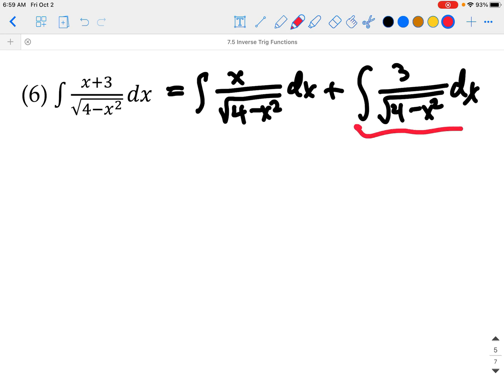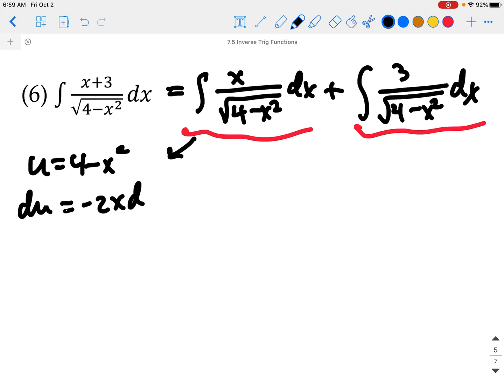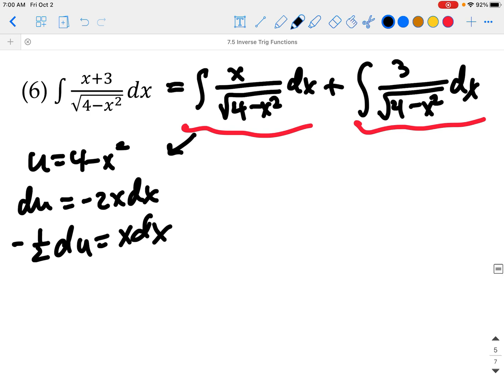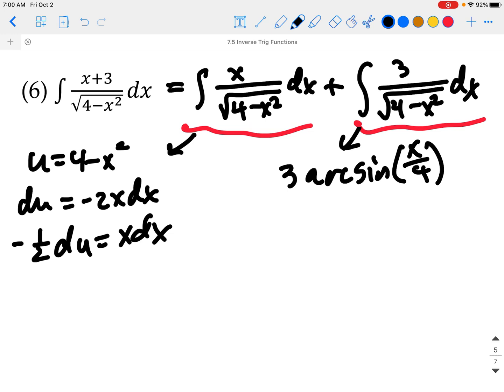We're going to have, clearly this one is going to be an arc sine. And then this one is going to require a u substitution. So let's start with that one. So for this one, we'll let u equal 4 minus x squared. So du is equal to negative 2x dx. So we get negative half du is x dx. And for this one, we can see that this is simply going to be 3 arc sine of x over 4. So that one's pretty straightforward just from that general rule.